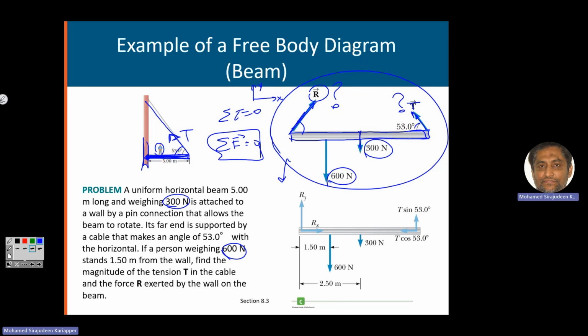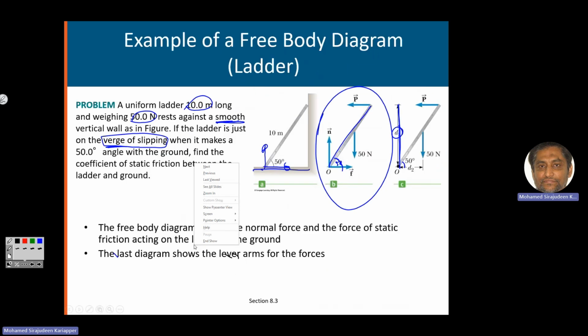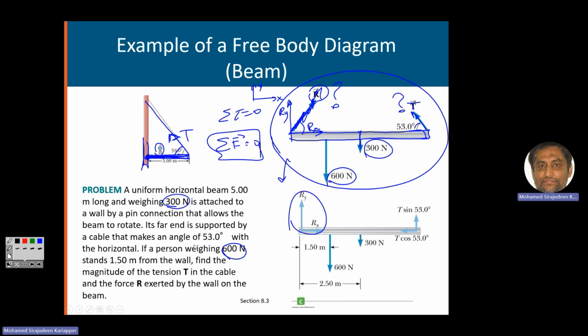Now R, so I will say the y component is Ry and the x component is Rx, and we get rid of it. Okay, so the one force is replaced by two forces, one along the x-axis, one along the y-axis. And we do the same thing for tension. So we get rid of this tension and replace it by two forces. One along the y-axis, because this angle is 53.